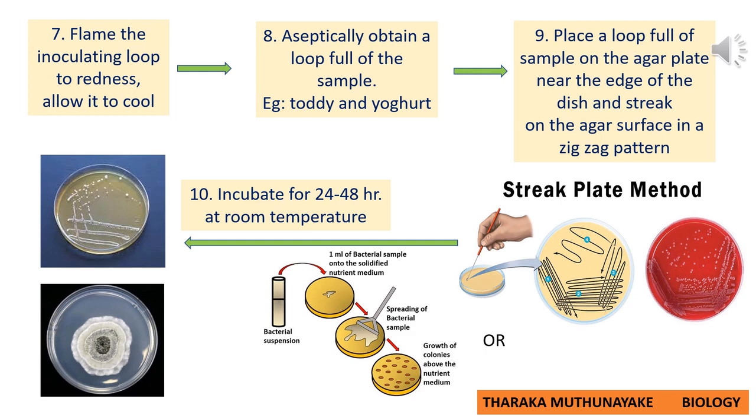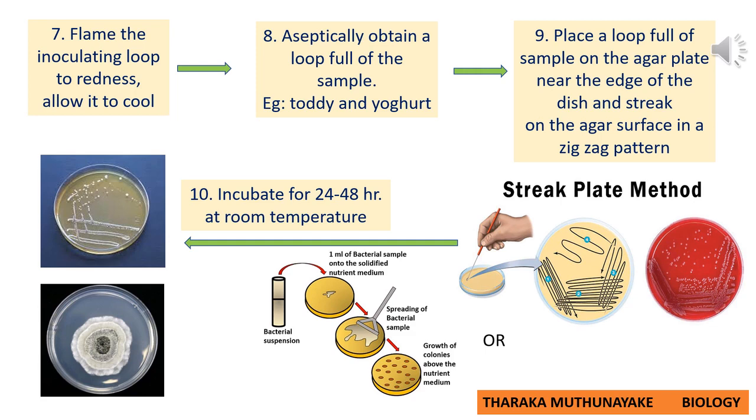Okay, then go to the next step. That is step 8. It says aseptically obtain a loop full of the sample using the inoculating loop. Here you can use toddy sample or yogurt sample as our microbial sample. Toddy contains acetic acid forming bacteria like Acetobacter species and Gluconobacter species. We can discuss those later. Yogurt also contains lactic acid forming bacteria like Lactobacillus species. Here, therefore, using the loop, you can introduce a sample of toddy or sample of yogurt into our culture media.